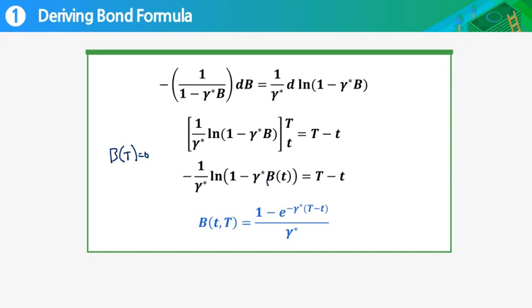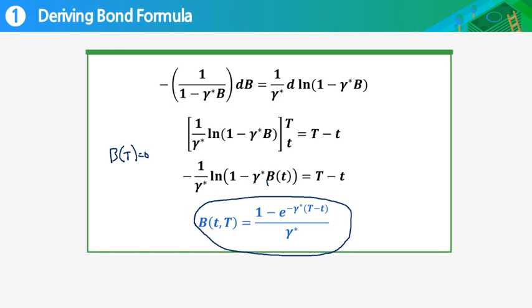Right? We can first multiply by minus gamma star on each side, and then we take the exponential, and then we put 1 over here, and then we divide each side by minus gamma, then B looks like this one. So we could compute B. Alright?